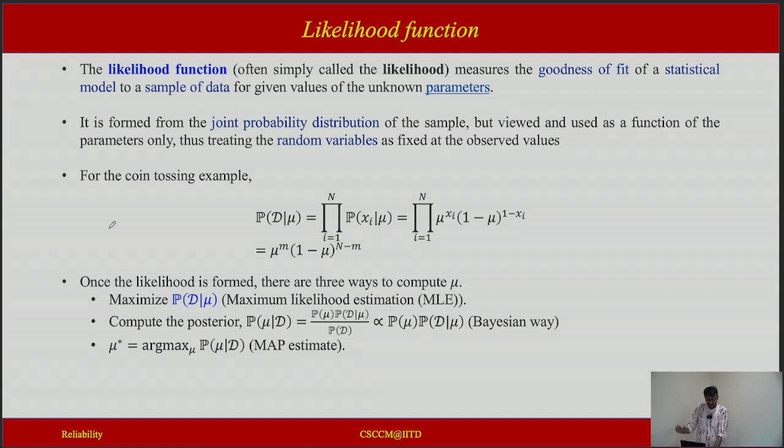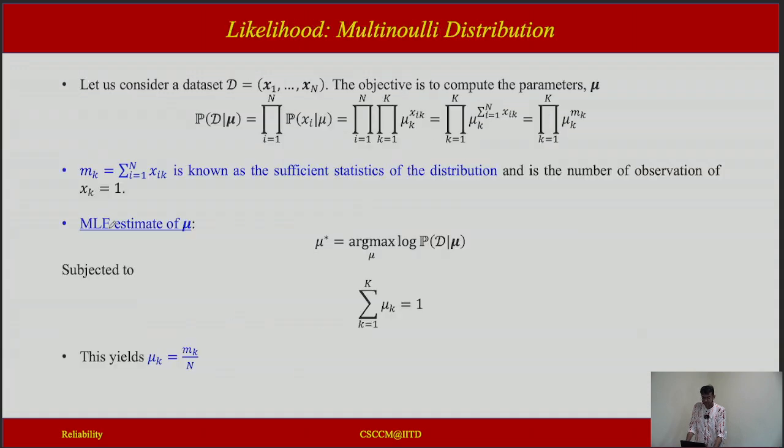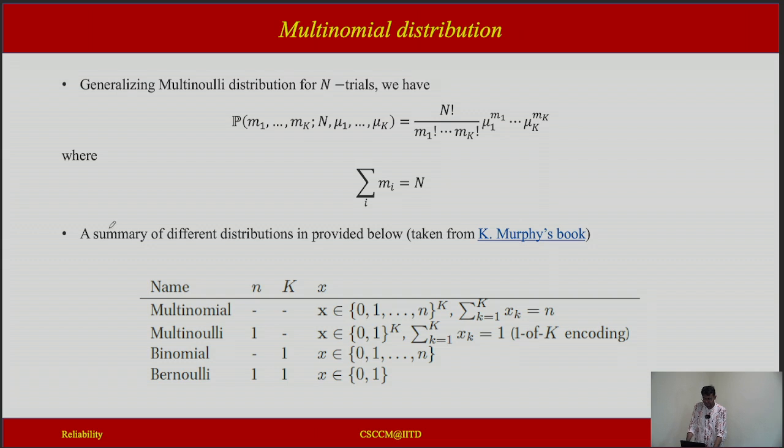These are things which I have not covered, by the way, likelihood and all those things. You can study it, but we will need it probably much later in the course, and at that point I will cover it. So binomial, this is the multinoulli. And then for multinoulli, some proofs are there, MLE estimates are there. This is a summary of multinoulli, multinomial, Bernoulli, binomial.